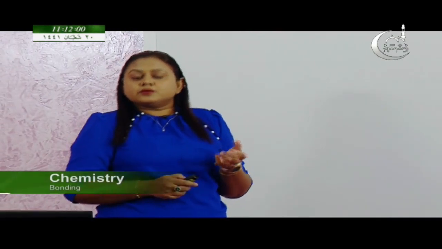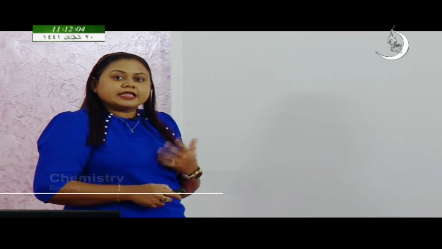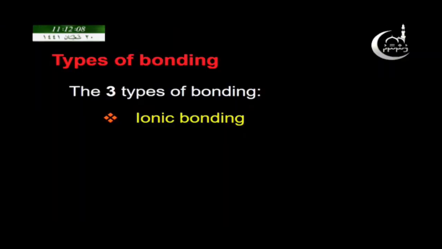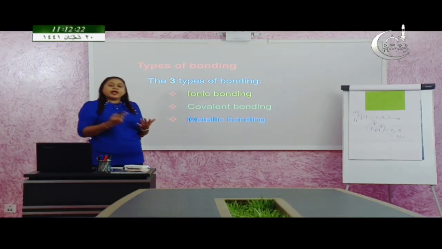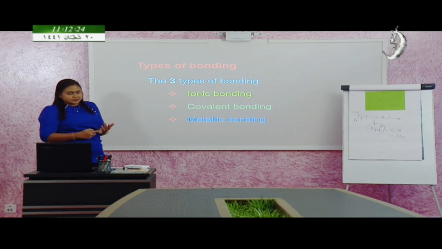Now, moving on to the types of bonding. As I said before, we will be learning about one type of bonding today under chemical bonding, but there are 3 different types of bonding. Okay? Among them are ionic bonding, covalent bonding and then metallic bonding. Okay? So, first we will start with ionic bonding. I will explain to you what ionic bonding is, how ionic bonds are formed and how to draw the structures.